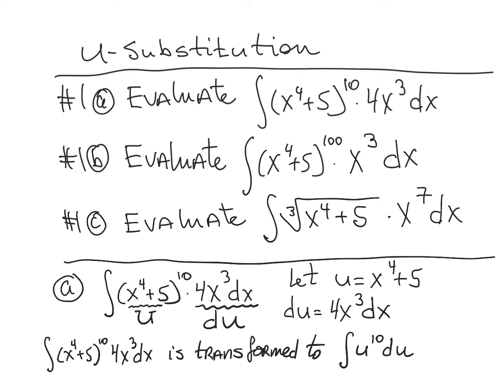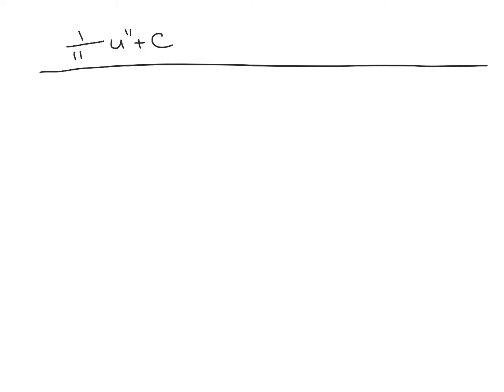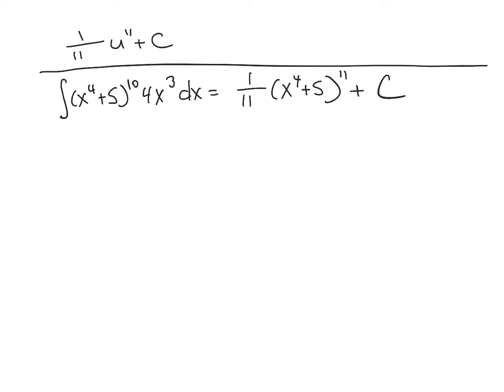So it's just u to the 10th du. We call it a basic integral, and all we need to do is apply the power rule for anti-differentiation to evaluate it. So the integral is 1/11 u to the 11th power plus c. And now we need to write the answer in the original variable x. So the integral of x to the 4th plus 5 to the power 10 times 4x to the 3rd dx is equal to 1/11 times x to the 4th plus 5 to the 11th power plus constant of integration c.